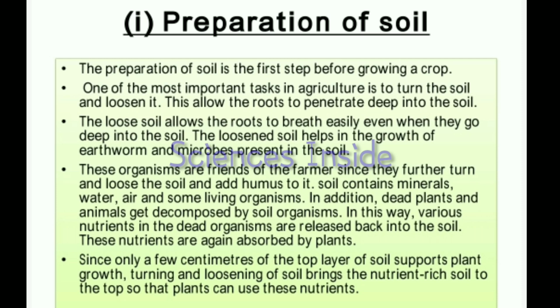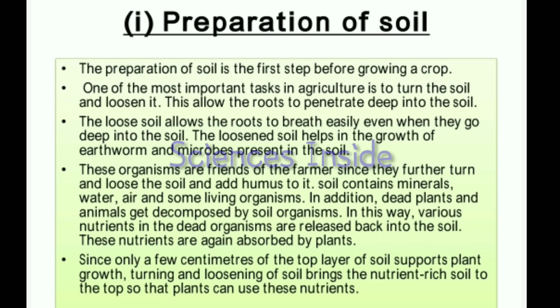Soil contains minerals, water, air and some living organisms in it. In addition, dead plants and animals get decomposed by soil organisms. In this way, various nutrients in the dead organisms are released back into the soil. These nutrients are again absorbed by the plants.